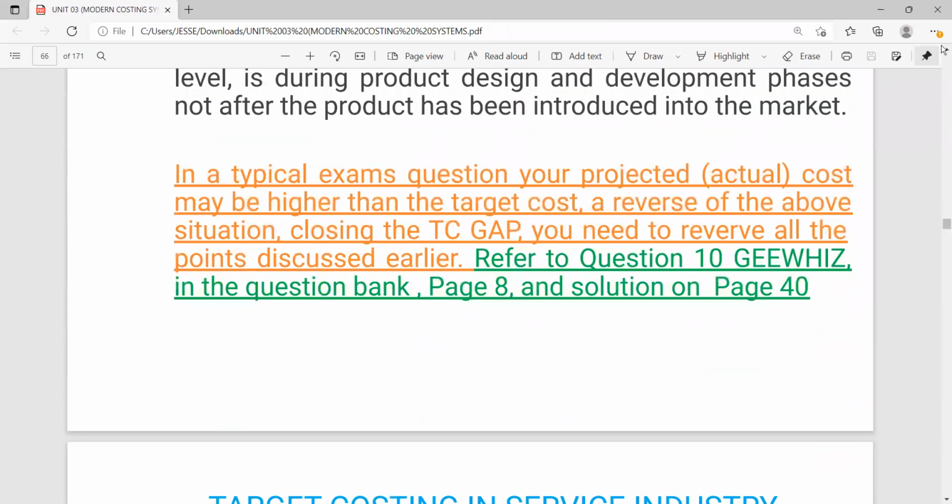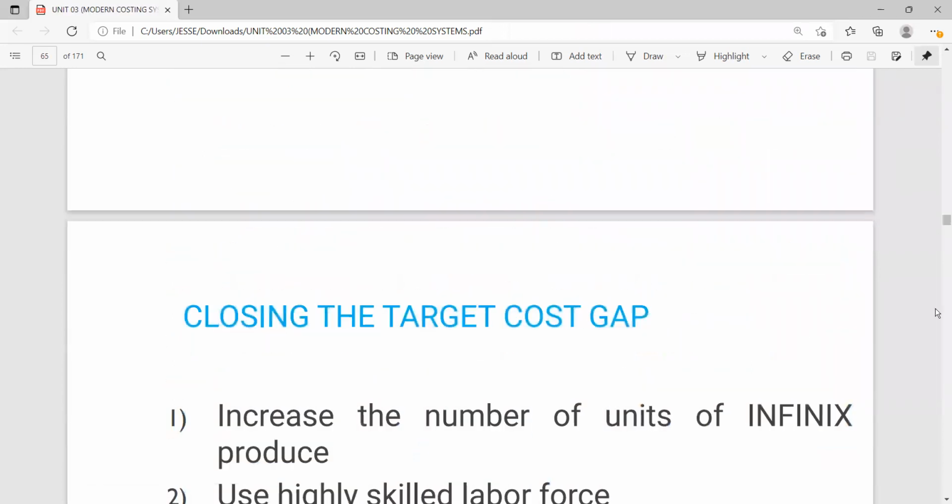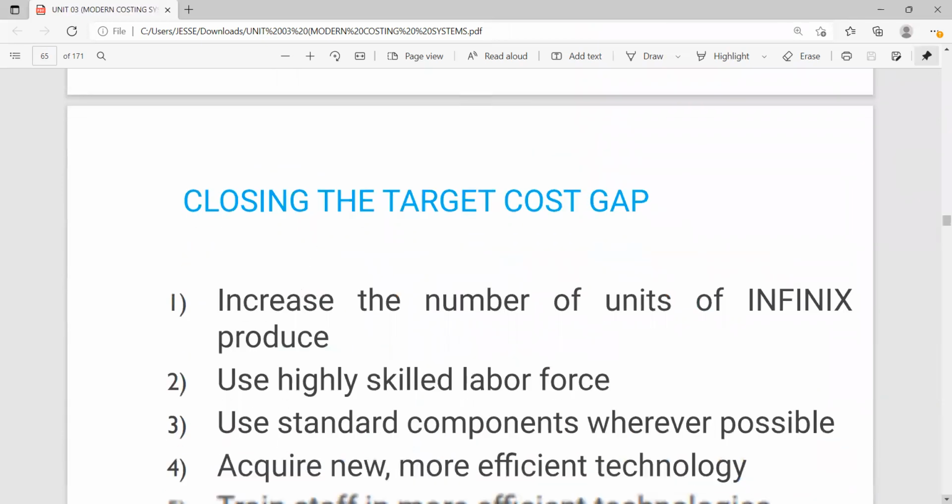So let's lay more of the groundwork when it comes to target costing. Now let's talk about closing the target cost gap. You can close the target cost gap by increasing the number of units that you produce. That's a way of closing the target cost gap.